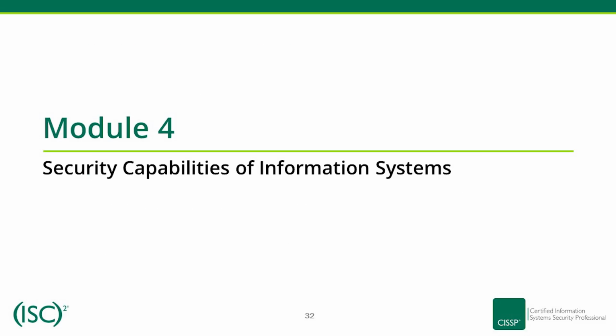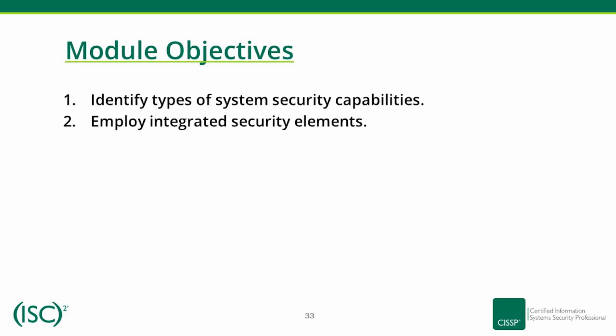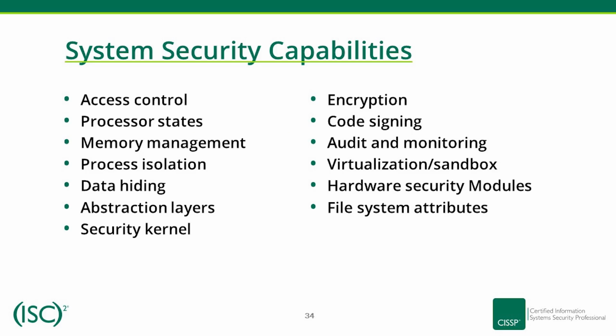Module 4. Security capabilities of information systems. Module objectives. 1. Identify types of system security capabilities. 2. Employ integrated security elements. System security capabilities. Access control. Processor states. Memory management. Process isolation. Data hiding. Abstraction layers. Security kernel. Encryption. Code signing. Audit and monitoring. Virtualization/sandbox. Hardware security modules. File system attributes.